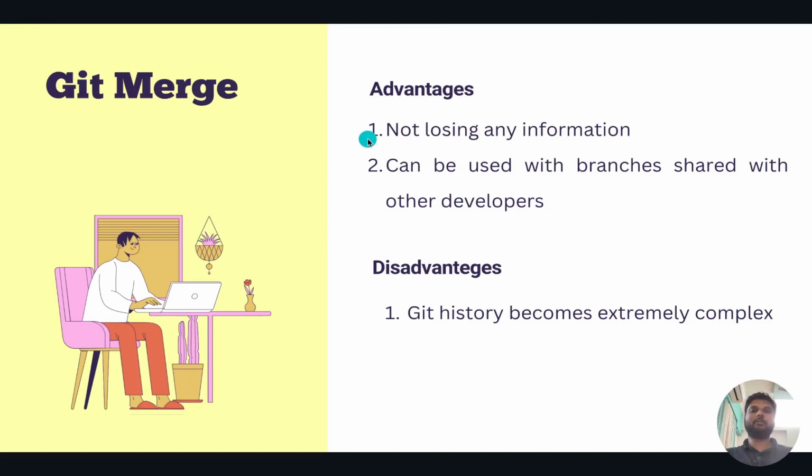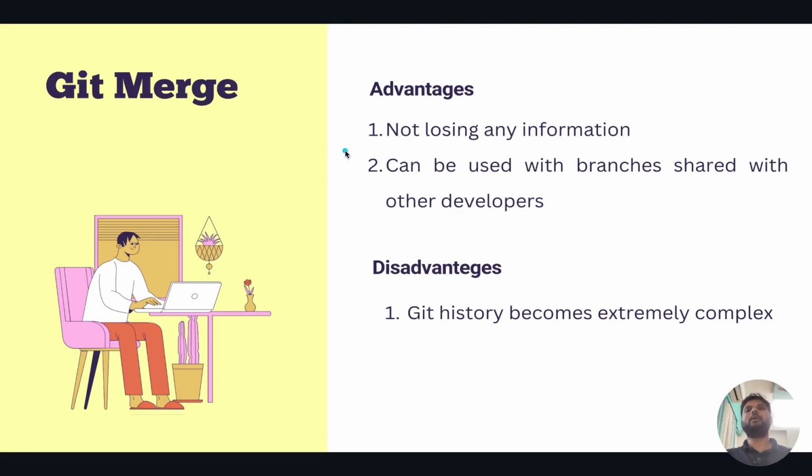The first advantage is obvious. We are not losing any information, right? We are not changing the base, so that's why we are not losing any information. Also, with the merge commit, we can identify when our master was merged with the feature branch. Also, merge can be used with the branches which are shared with other developers, right? The reason is simple: because we are not changing the base, we are not changing the information of the current branch, and we are just adding a new commit, which can be easily incorporated by Git. So that's why it can be used on the branches which are shared with other developers.